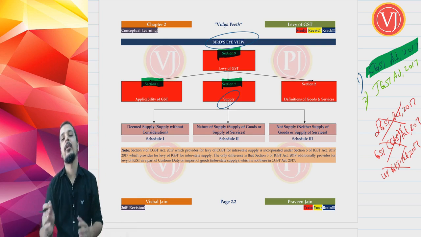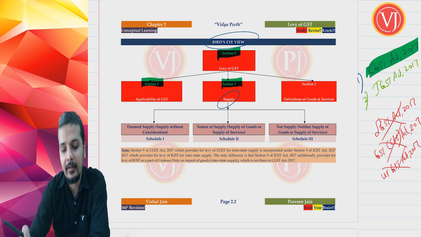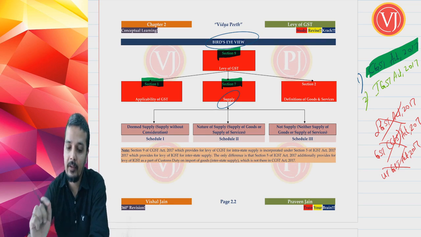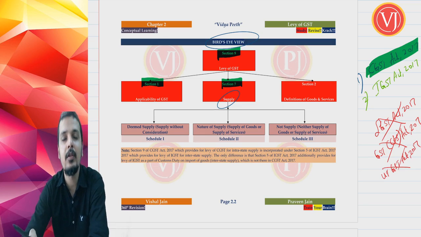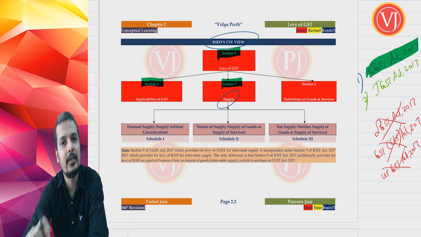We are going to deal with this topic, levy of GST, at a very slow pace for one simple reason. This is the foundation for your GST. And once you are clear with this topic, you will find that other things are very simple. So you should pay due attention to this topic, my friends.